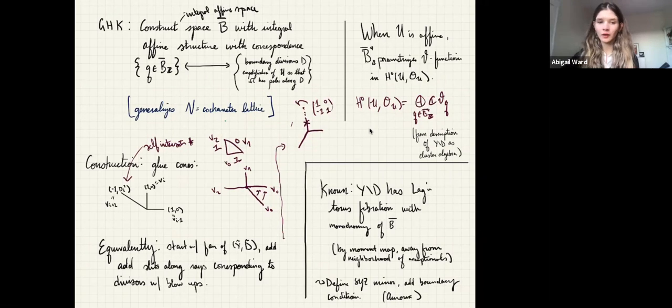And I should also say that I've learned all of this from word of mouth. So I apologize if I get a lot of the citations wrong. I know that's work of Auroux, but the stuff about cluster algebras and so on, I'm happy to be corrected. Okay, so the mirror construction.